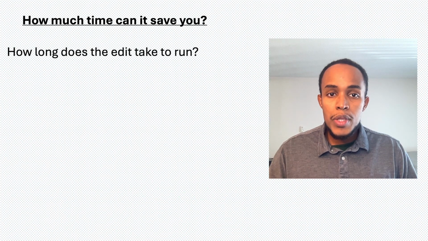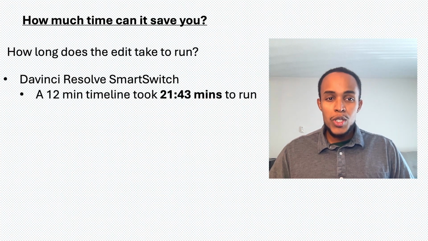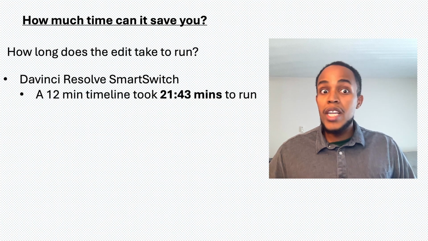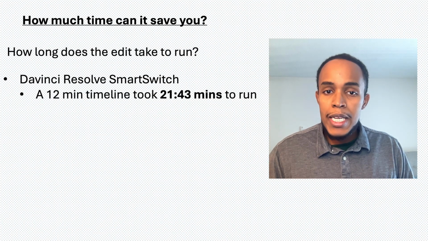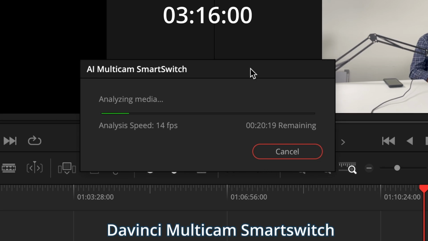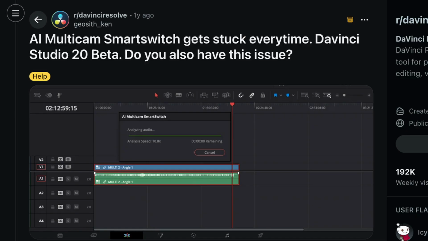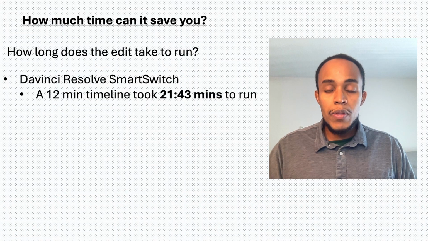Now, how long do these edits take to run? You're going to be surprised here. DaVinci Resolve Smartswitch for a 12-minute timeline, and I'm running it on my M1 Mac. I know, not the top of the line, fanciest hardware. 21 minutes to run, which is incredible. Can you imagine if you extrapolate that out, how long a 1-hour timeline or 2-hour timeline would take? That is actually insane. And I found a couple Reddit posts where people were complaining about the same thing. If other people are complaining, then it's probably a relatively common issue.